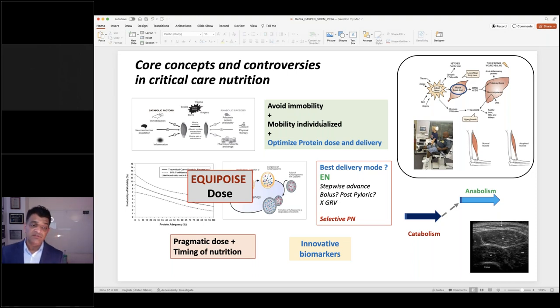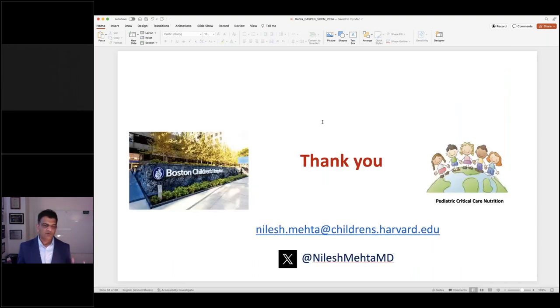If you have indirect calorimetry, try to curtail the dreaded overfeeding. The best mode of delivery is still enteral nutrition, and in that, a stepwise nurse-driven protocol works best. Watch out for the gastric residual volume probably being under the spotlight once and for all. And selective PN in good hands, in a center that's conscious and pragmatic, is useful. And this, in a nutshell, is what I was hoping to cover for nutrition.